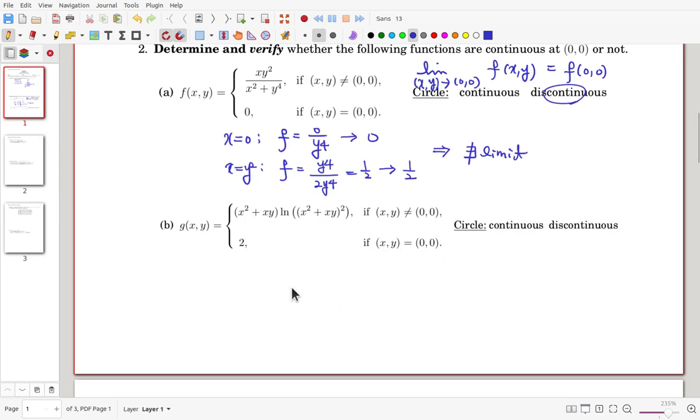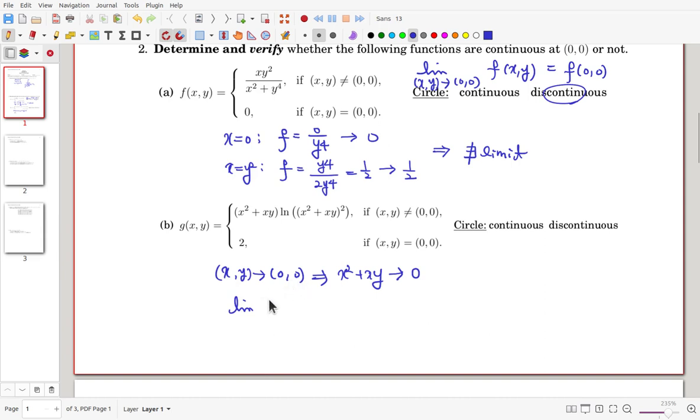Okay, for this one, now for the function, again, we have to check if the limit exists, and is the same as the value 2. However, you can easily see the limit must be 0. Now, as x and y approach 0 and 0, the block x squared plus xy will approach 0.